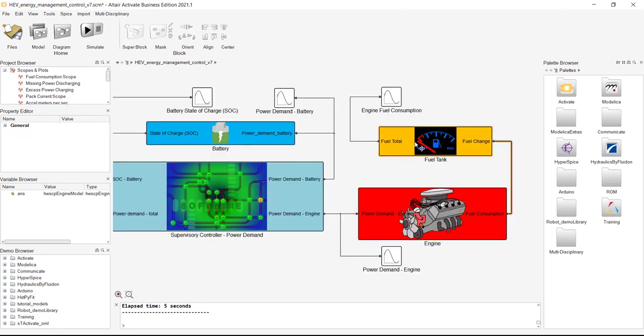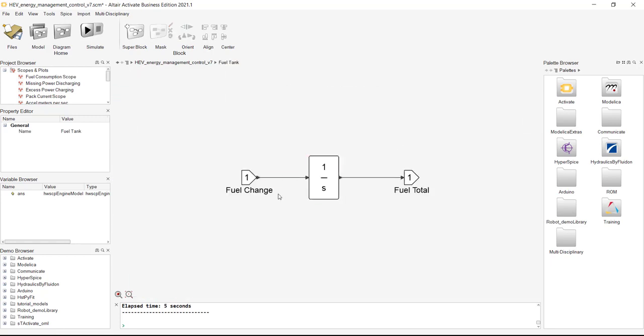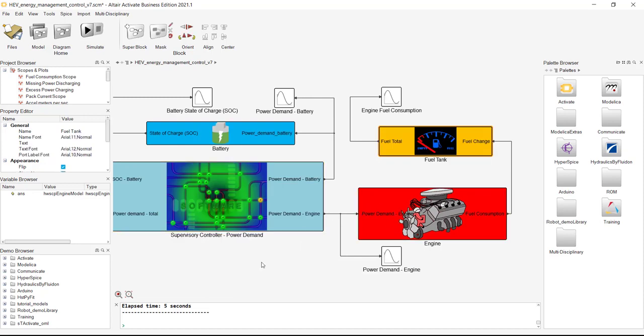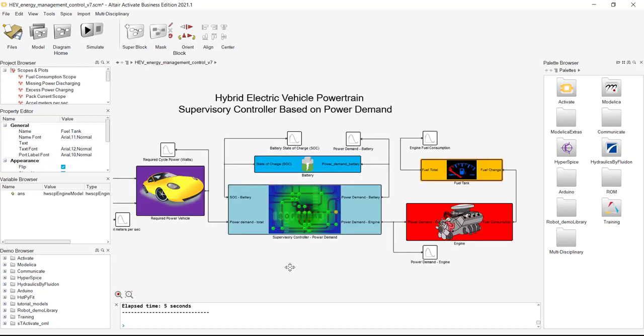And our fuel consumption goes to a fuel tank block, which really only has an integral block. So it takes a summation of our fuel total based on the changes in our fuel consumption. An integral block is like the area under the curve. In that way, we're calculating our fuel total throughout our driving cycle.